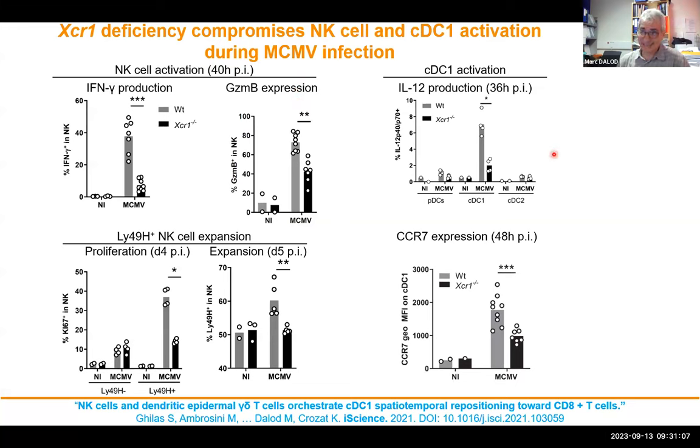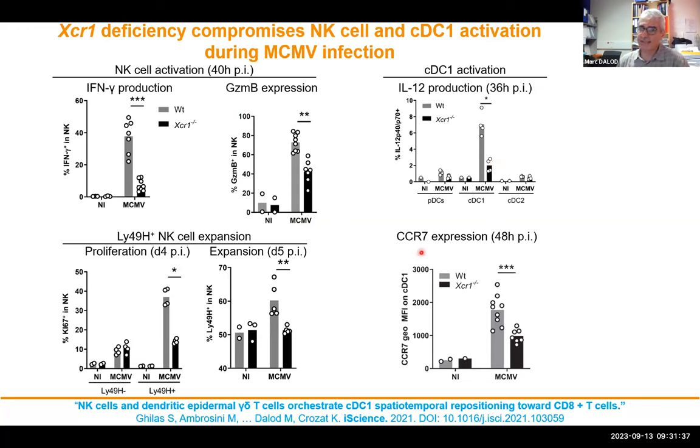What about cDC1 activation? We know that cDC1 can produce IL-12 during MCMV infection, so we looked at that. You can see indeed that there is an induction of IL-12 in the cDC1 from infected wild-type mice, and that IL-12 in the conditions we looked at is more prominently expressed in cDC1 as compared to plasmacytoid dendritic cells or cDC2s. But if you look in XCR1 knockout, there is a strong and significant decrease in the proportion of cDC1 activated for IL-12 production.